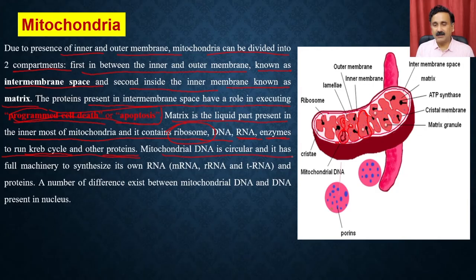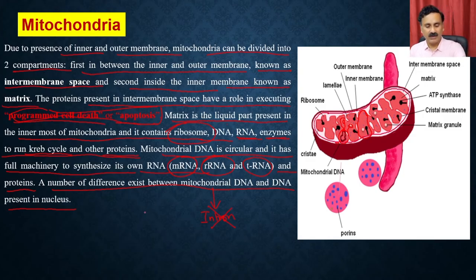Mitochondrial DNA is a circular DNA. It has a full machinery to synthesize its own RNA, which means it has the ability to synthesize messenger RNA, ribosomal RNA, as well as transfer RNA and the proteins. A number of differences exist between the mitochondrial DNA and the DNA present in the nucleus. One of the classical differences is that the mitochondrial DNA does not contain introns, compared to the DNA present in the nucleus.